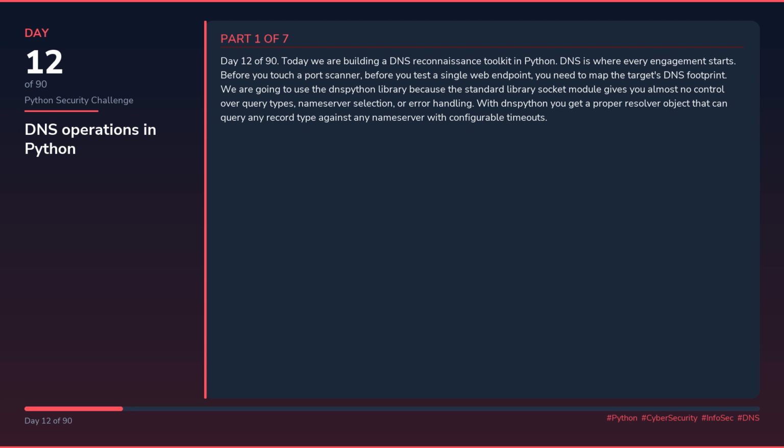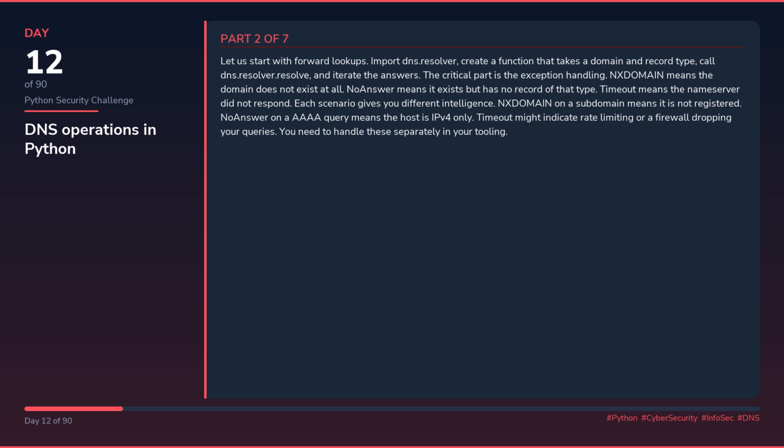Before you touch a port scanner, before you test a single web endpoint, you need to map the target's DNS footprint. We are going to use the dnspython library because the standard library socket module gives you almost no control over query types, name server selection, or error handling. With dnspython you get a proper resolver object that can query any record type against any name server with configurable timeouts. Let us start with forward lookups.